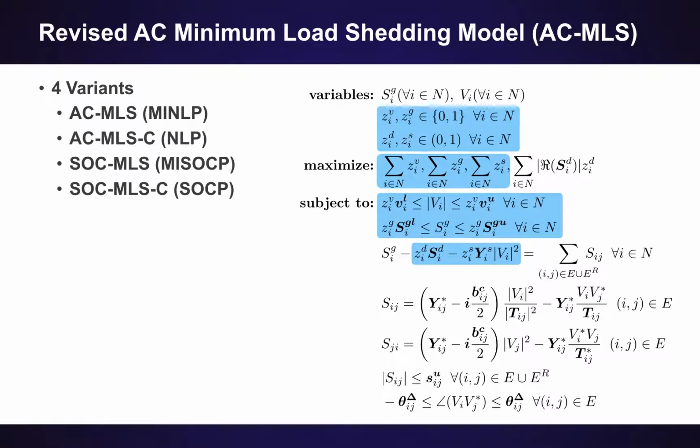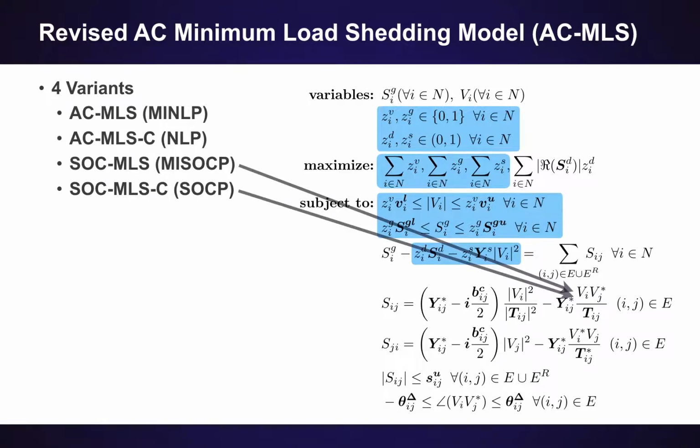So given this formulation, the basic form of it is an AC minimal load shedding problem, which is a mixed integer nonlinear program because we have discrete variables and continuous variables. In this work, we study 4 variants of this problem to try to understand what aspects of it are really key to a high quality solution.